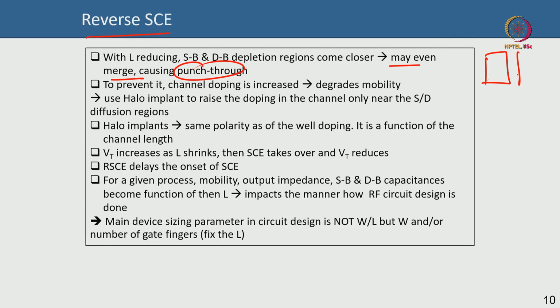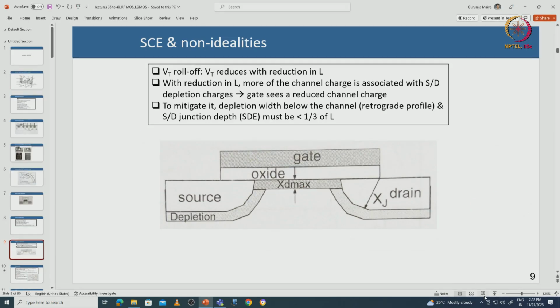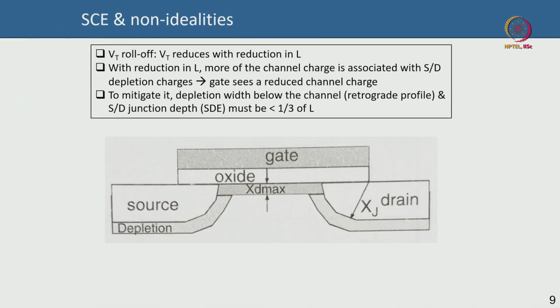Depletion from one side and the depletion from the other side, if they merge, then a punch through will happen. Okay, and you do not want that. So to prevent the punch through, a higher doping will reduce the depletion width, and the channel doping has to be higher. You see my point? So this doping, the doping in the channel, has to be high.